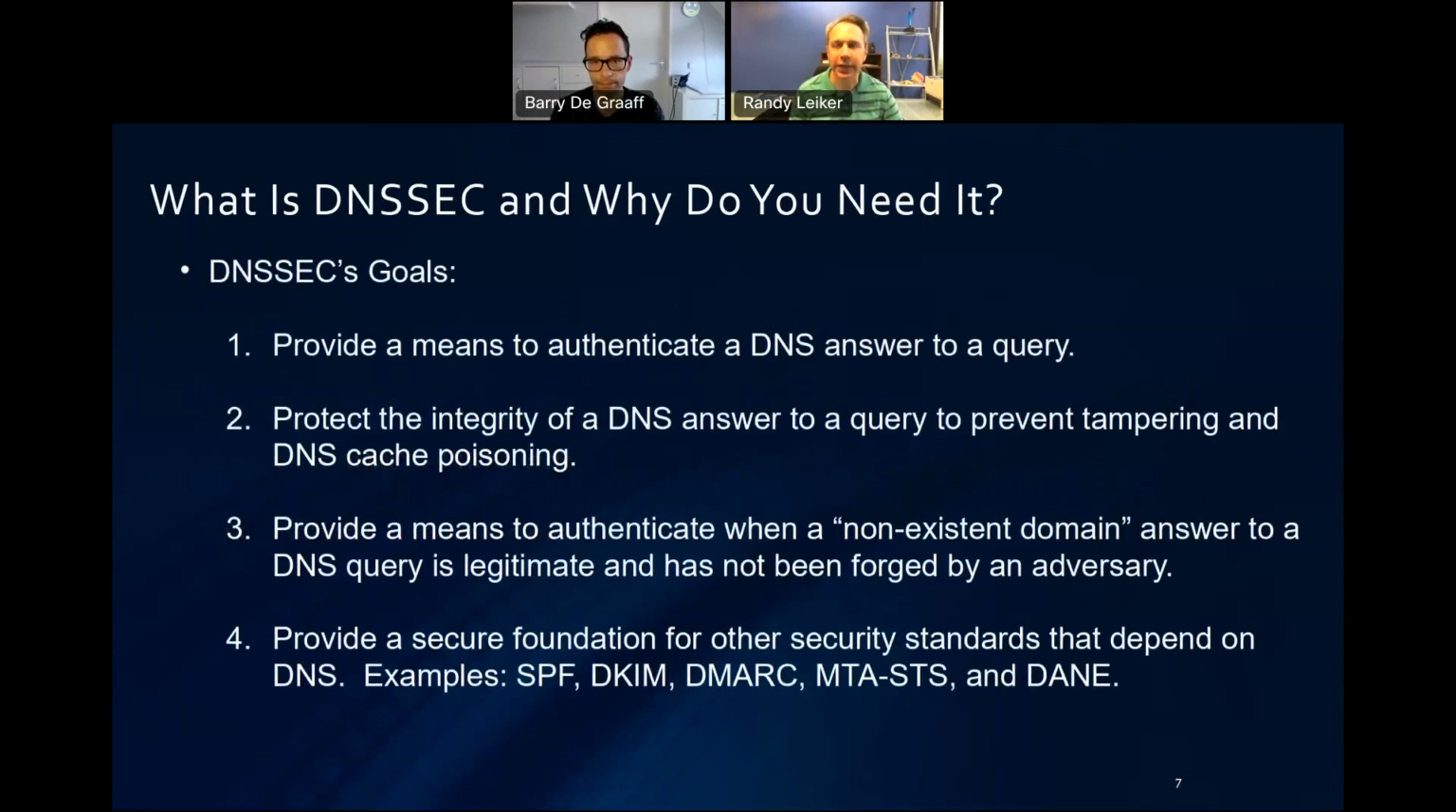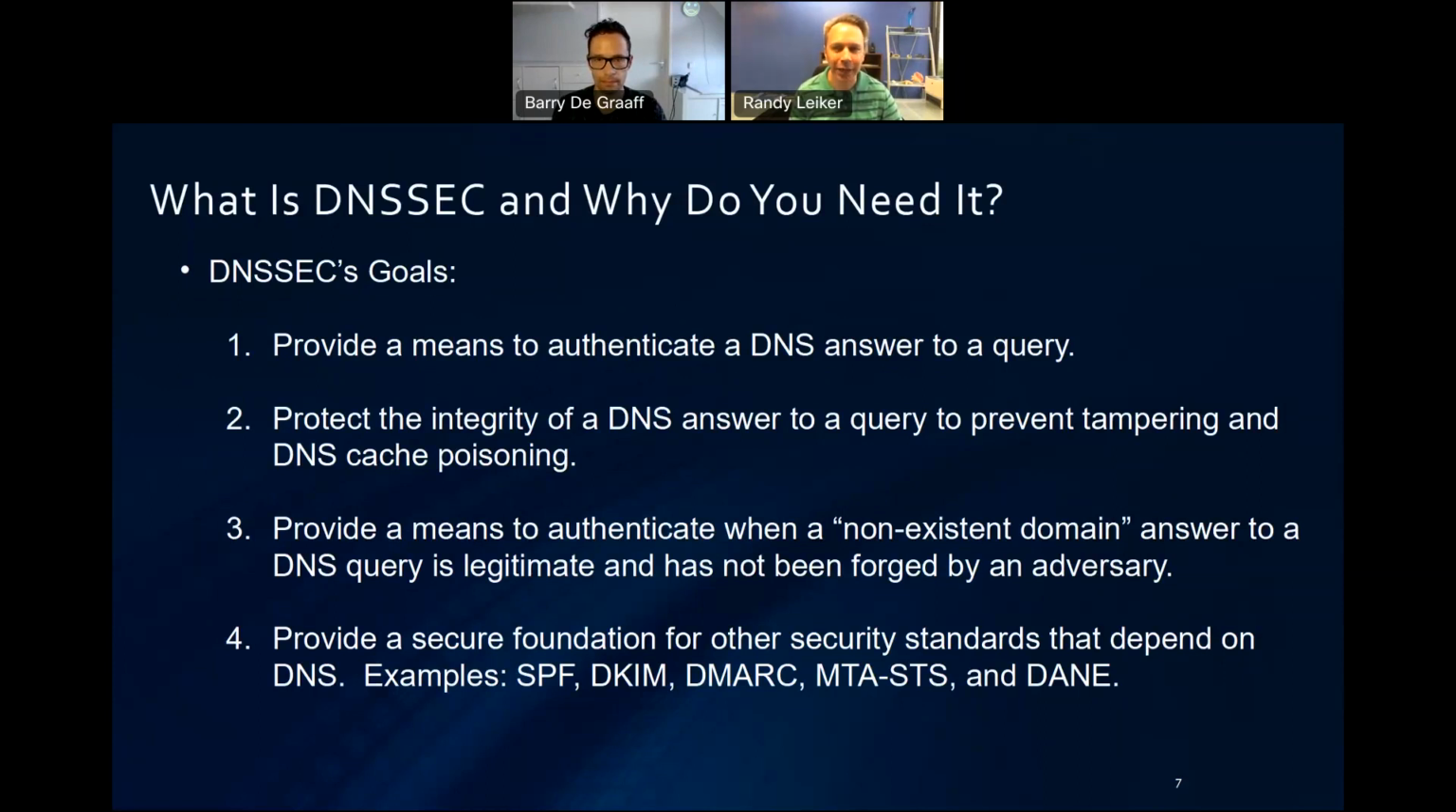So DNSSEC sets out to accomplish several ambitious goals. The first goal is to provide DNS users with a means to authenticate that the answers they receive for a DNS query originate from a domain name owner's legitimate DNS server and not an adversary. A second goal is to provide a means to verify the integrity of a DNS answer to a query to prevent tampering and DNS cache poisoning. Now, I will elaborate a little bit later what it means to poison a DNS cache. And then the third goal is to authenticate a non-existent domain answer to a DNS query.